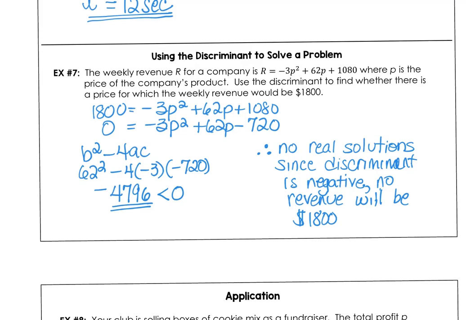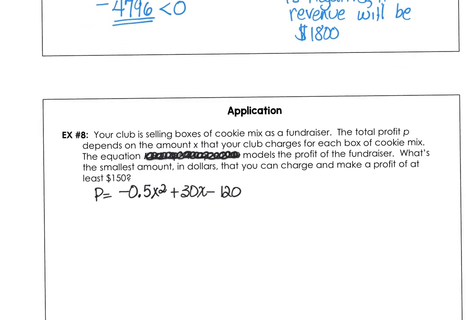And then our last example says that your club is selling boxes of cookie mix as a fundraiser. The total profit, P, depends on the amount, X, that your club charges for each box of cookie mix. The equation P is negative 1/2 x squared plus 30x minus 120 models the profit of the fundraiser. What's the smallest amount of dollars that you can charge and make a profit of at least $150?